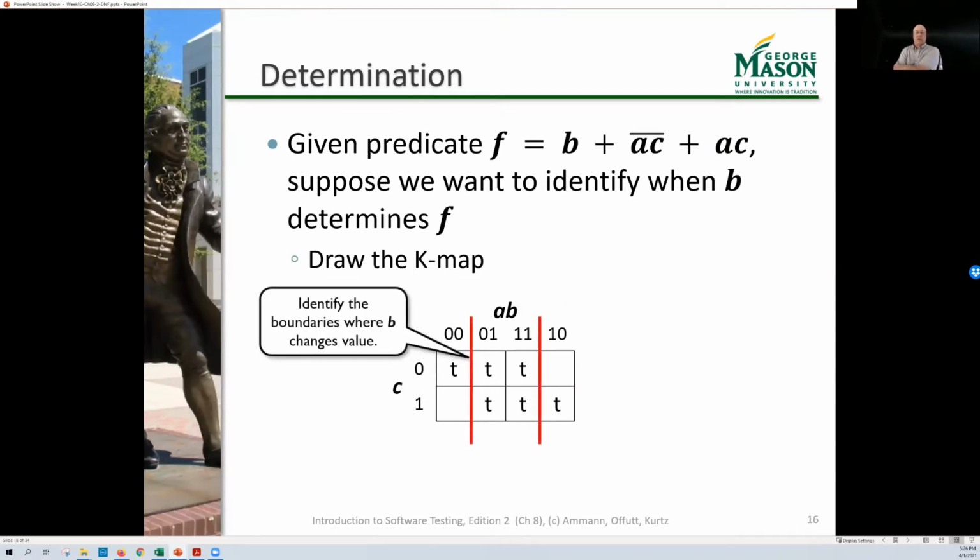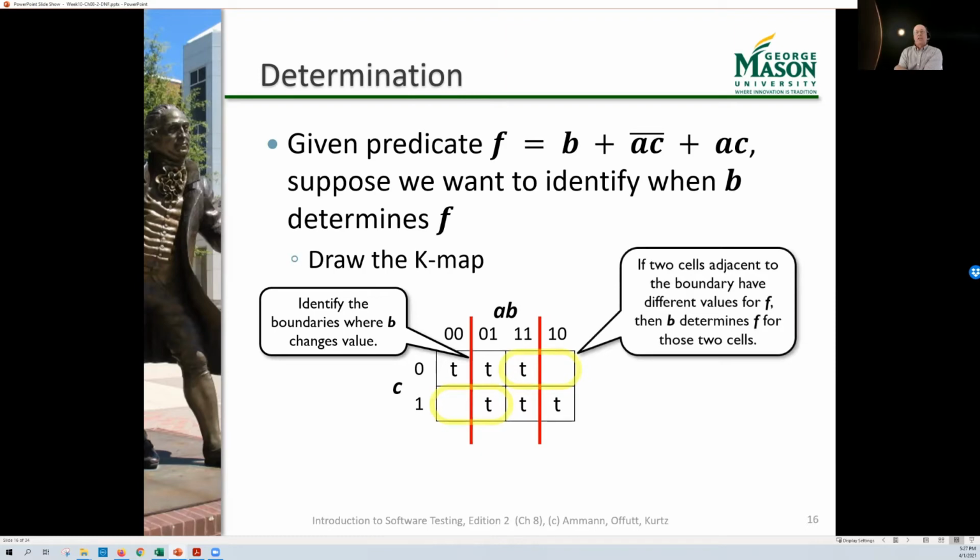Well, first we'll draw some lines, right? We'll identify the boundaries where the value of B changes. And so here, as we skirt across this first line, B changes from false to true. And as we move across this line, B changes from true to false. So these two lines indicate the places where B changes. And now let's look for cells on either side of that boundary where F has different values. And we can find them right here in this upper space. We've got adjacent cells on either side of the boundary where the predicate turns from true to false, and here the predicate turns from false to true. So these are the conditions under which B determines the predicate.